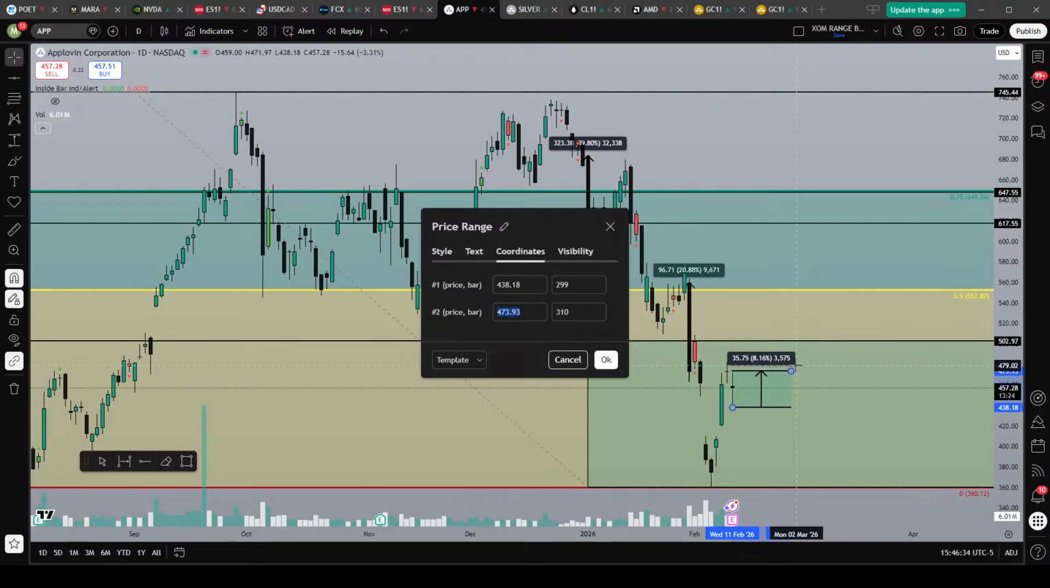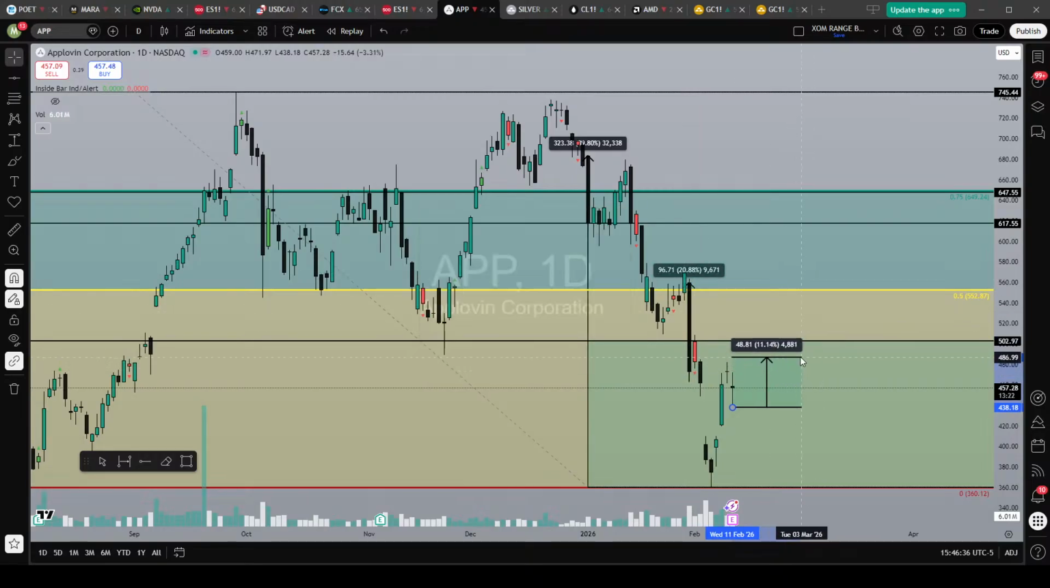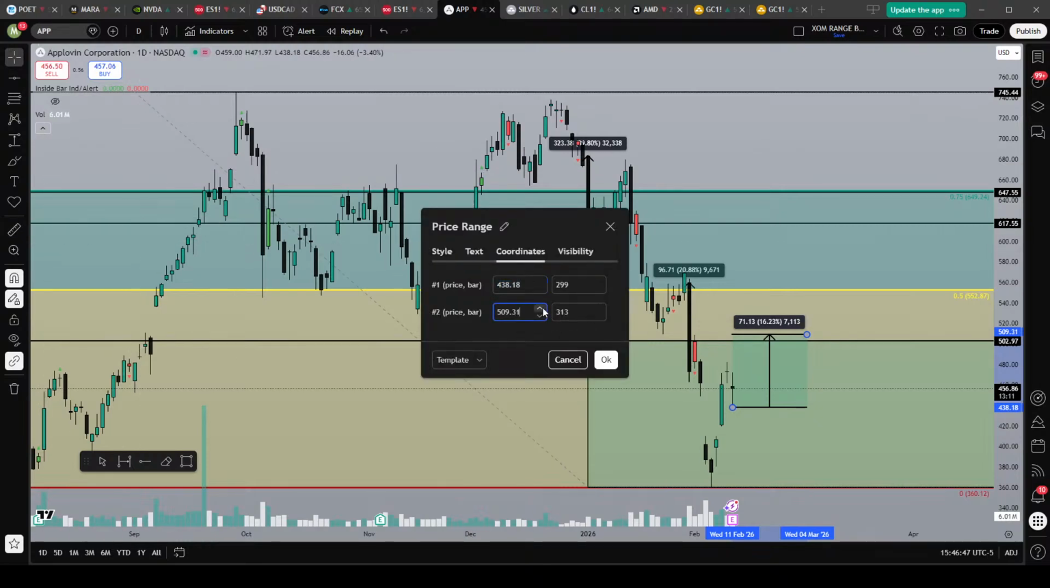Okay, and then 71 would trigger taking out. 71 takes out this structural high, basically, like that. So that would make sense, because that would be the actual spot.